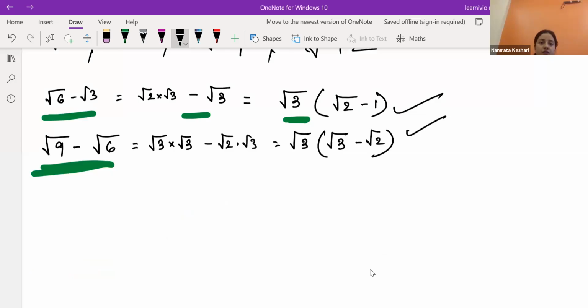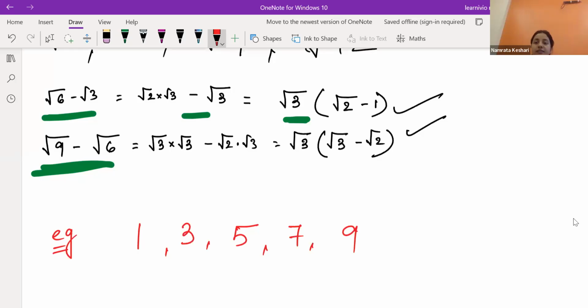So suppose I am taking one example which is in AP, and I am taking 1, comma, 3, then 5, then 7, then 9. I'm just writing the odd numbers. It is in AP, right?